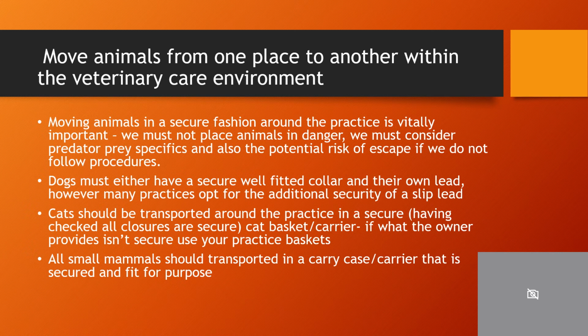So dogs must have either a secure, well-fitted collar and their own lead. However, many practices will opt for the additional security of a slip lead. Cats should be transported around the practice in a cat basket or carrier, having checked that it is secure and safe. If what the owner provides isn't secure, use your own practice means of doing so. And all small mammals should be transported in a carrier case that is secured and fit for purpose.